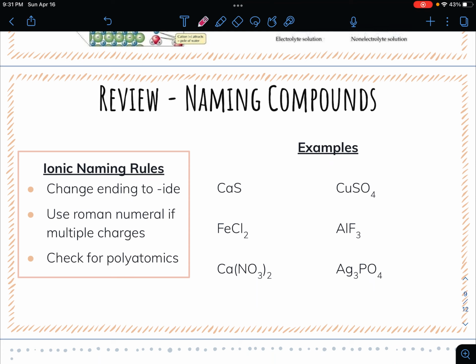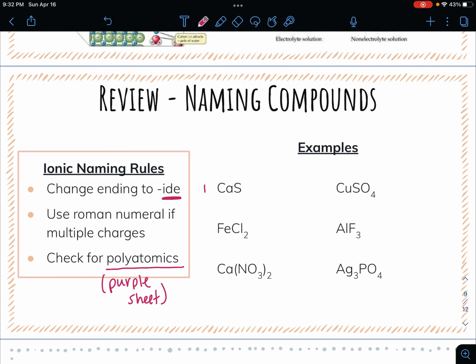For solubility rules, we need to be comfortable naming our compounds because our rules are all based off the type of substance we have, and so we need to know how to name it. So remember, whenever we name anything, we have to change the ending to "ide." We will see those Roman numerals for our elements that have multiple charges. And then we also use those polyatomics a lot. So these are on our purple sheet. If you want to grab that, we're going to be using the purple sheet a lot for the rest of this lesson. So let's look at a few of these compounds.